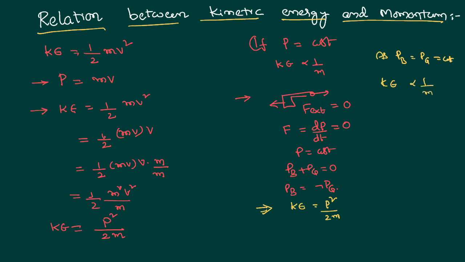That means the heavier mass, the gun, will have less kinetic energy, and the lighter mass, the bullet, will have more kinetic energy. So the kinetic energy of the gun is less than the kinetic energy of the bullet. Therefore, that's why the bullet moves with a much higher velocity and causes more injury. This is the basic relation between kinetic energy and momentum.